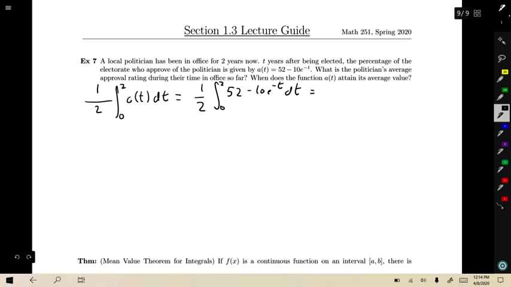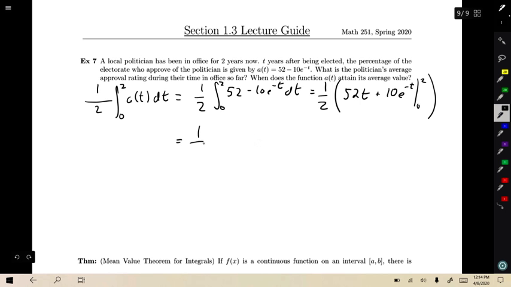And again, we'll talk a little bit more about how to do these antiderivatives in the future, but in order to compute this, we want to use the fundamental theorem of calculus and find an antiderivative of our integrand. Again, I'll let you check on your own that 52t is a function whose derivative is 52, and plus 10e^(-t) is a function whose derivative is minus 10e^(-t). So we have this as our antiderivative, and we want to evaluate it from 0 to 2.